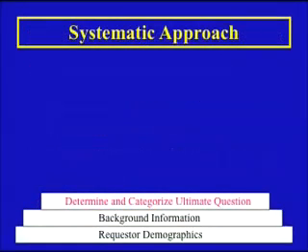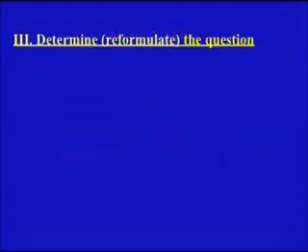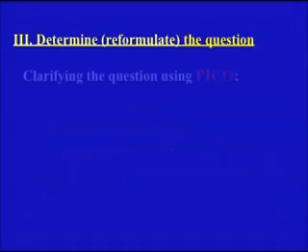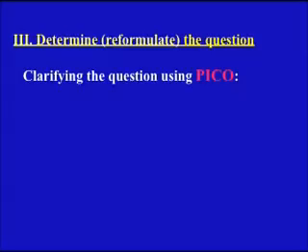Continuing on with a systematic approach, the next step is to determine and categorize the question. Determining the question often requires that it be reformulated using the PICO approach. Obtaining a clear clinical question from a problem or ambiguous situation is important because it not only guides the categorization of the question, but also the subsequent strategy you use to search for the best information to answer it. This approach may not apply to all questions.